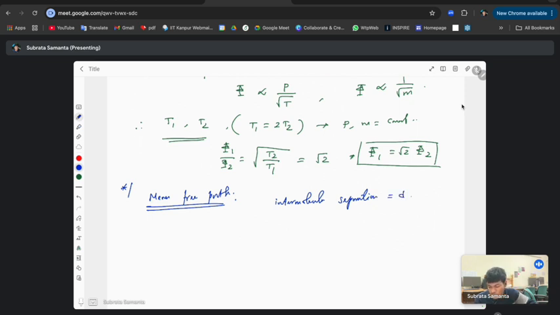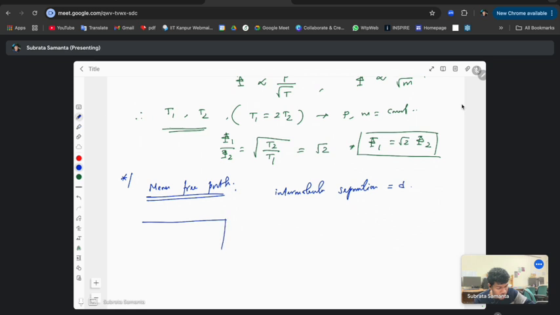So intermolecular separation means that, let's say, consider a container and there is a partition. On the left side the temperature is T1 and pressure P1, on the right side the temperature T2 and pressure P2, and there is a small hole. Gas molecules on this side hit the wall and pass through the hole, and gas molecules on that side hit the wall and pass through the hole, right?